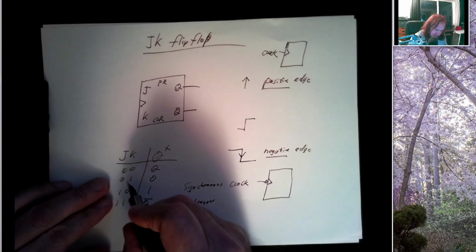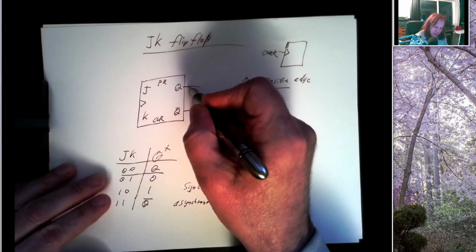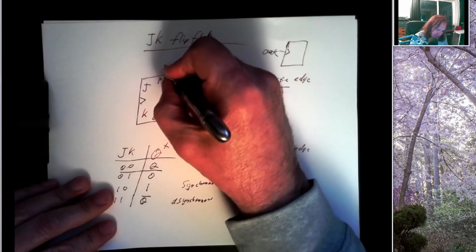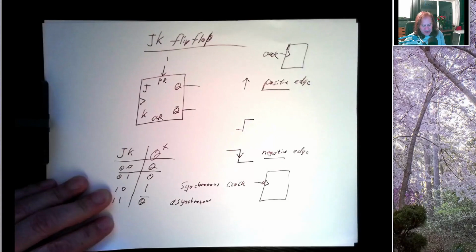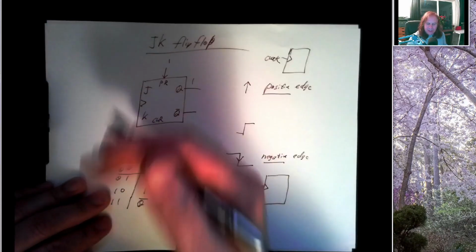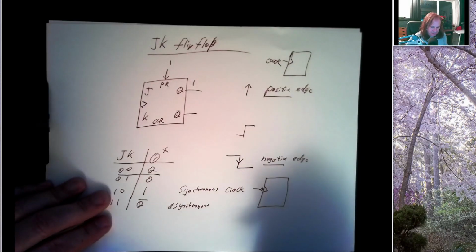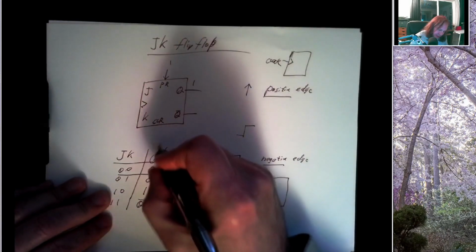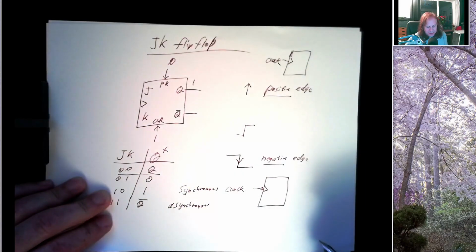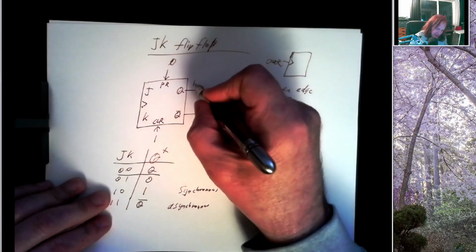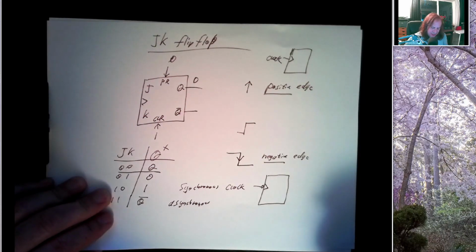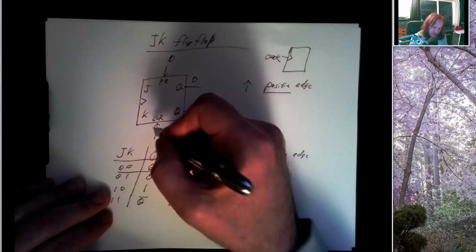So, you know, if J and K are both 0, the output's supposed to be stable. If I have a synchronous preset input and I put a 1 in here, the next time the clock ticks, this will go up to a 1, regardless of J and K. Or if I put a 1 into my clear input and still a 0 on preset, the next time the clock ticks, this will go down to a 0, regardless of the values of J and K. So that's a synchronous preset, a synchronous clear.